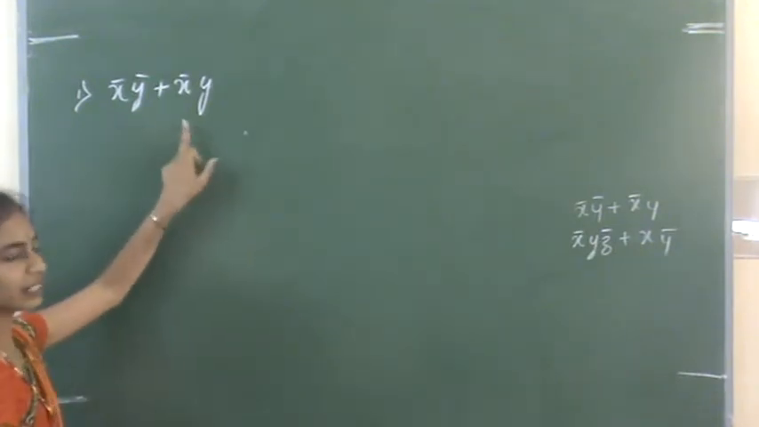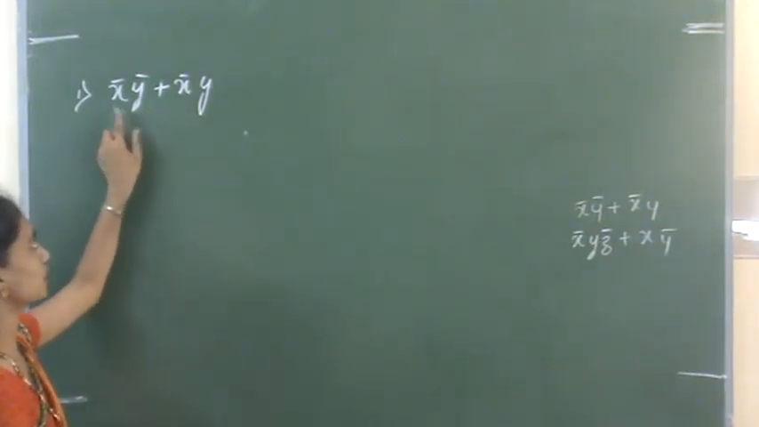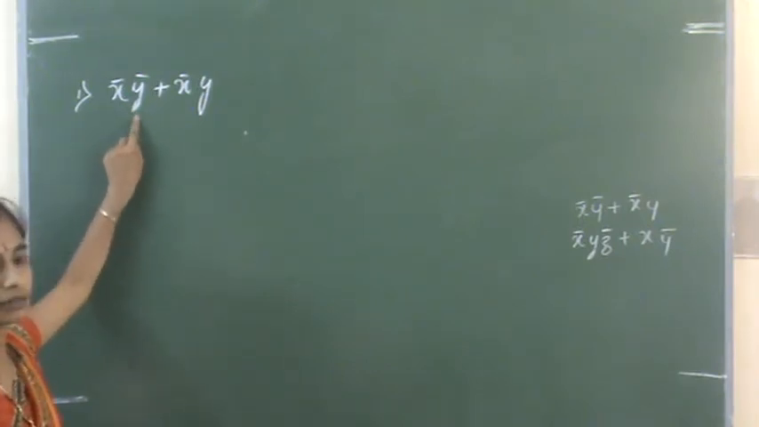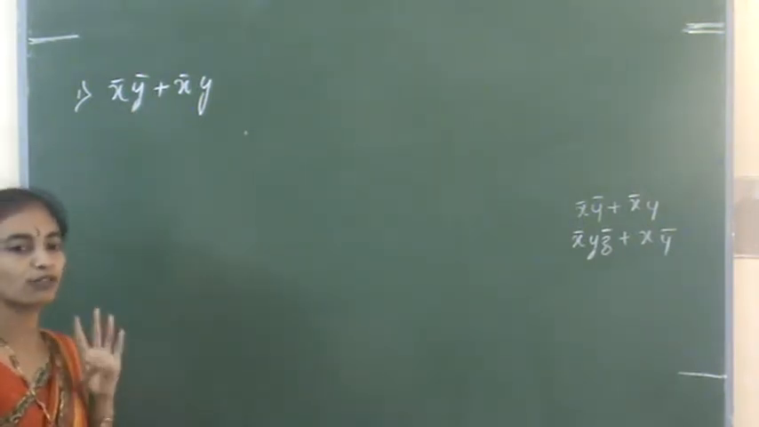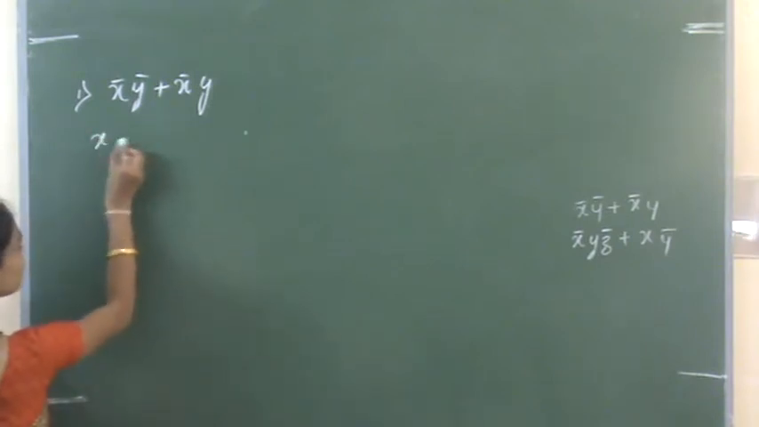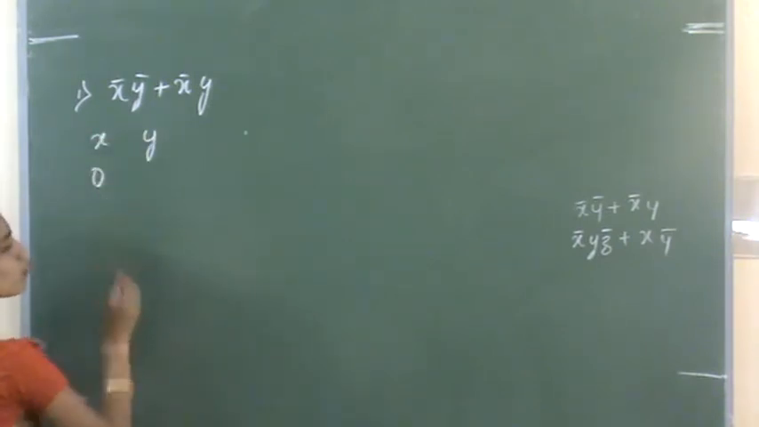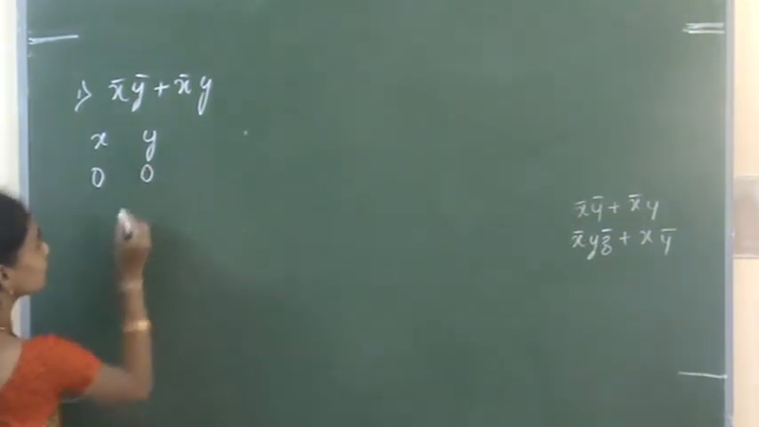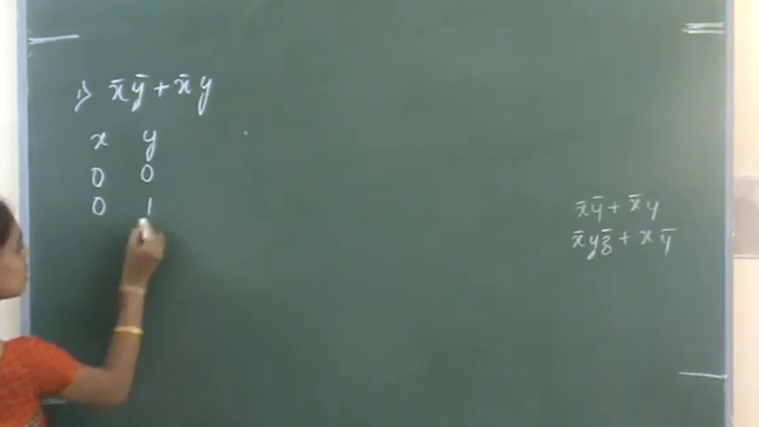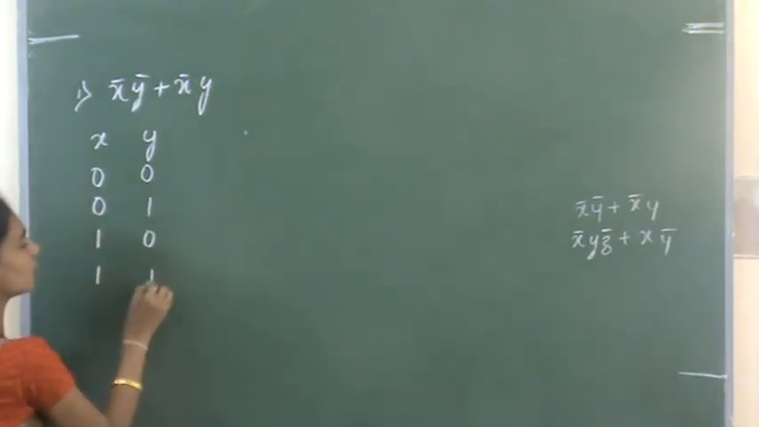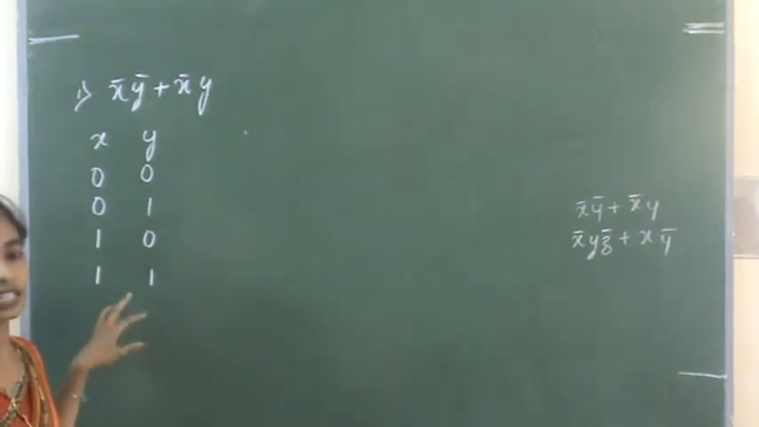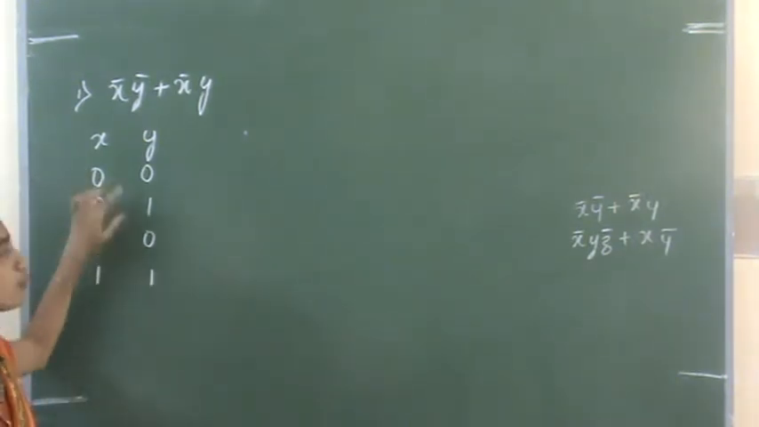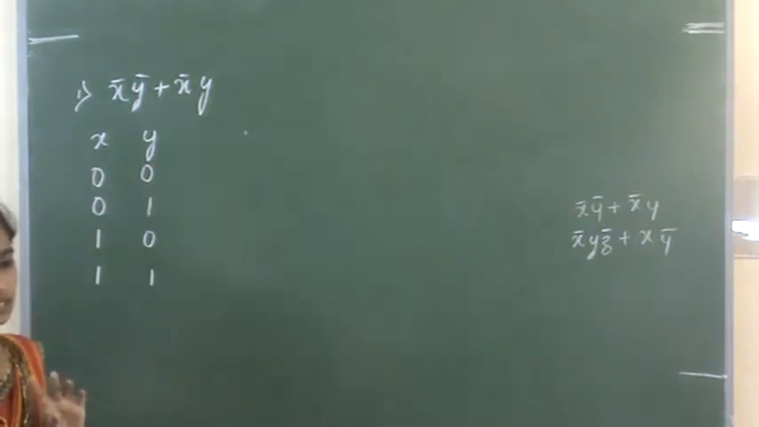Before evaluating this, we have two variables, one is x and another one is y. If we have two variables, we need to provide four rows, right? We have four combinations with the help of zeros and ones. We can provide the values as 00, 01, 10 and 11. These are the four possible ways to represent zeros and ones when we have two variables.